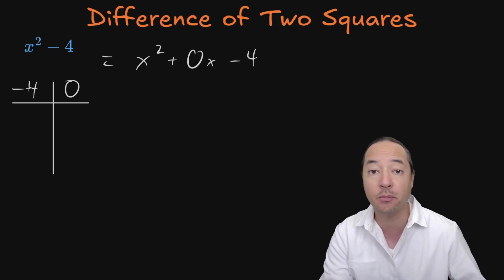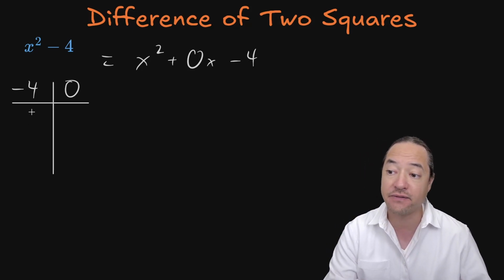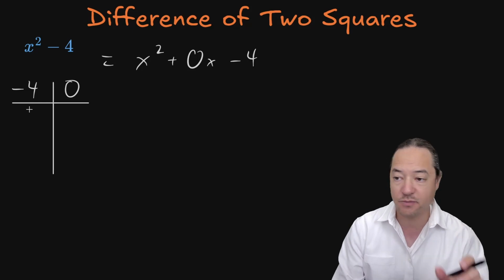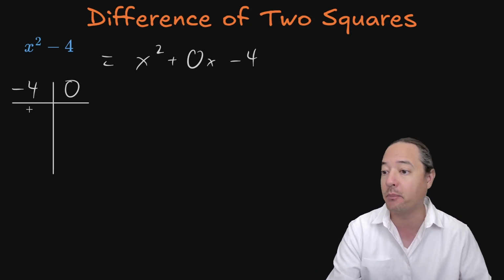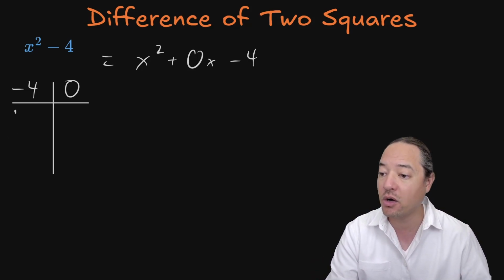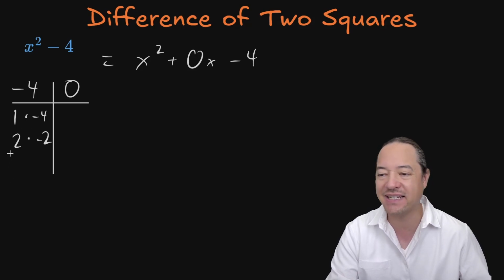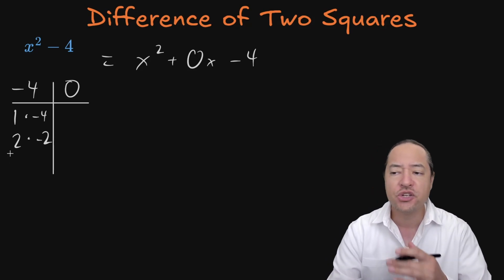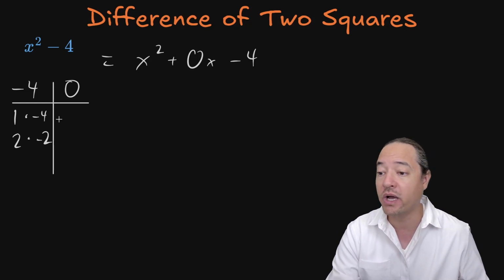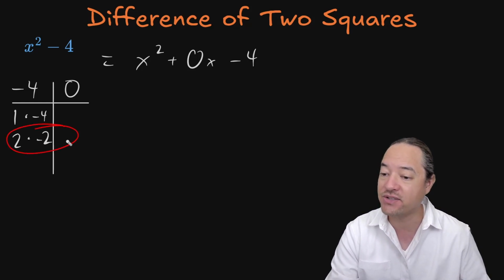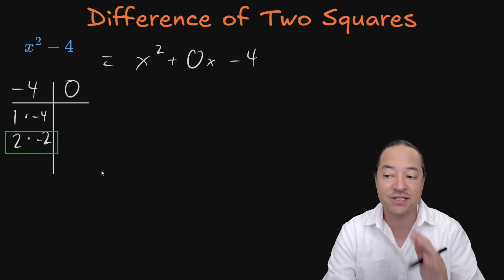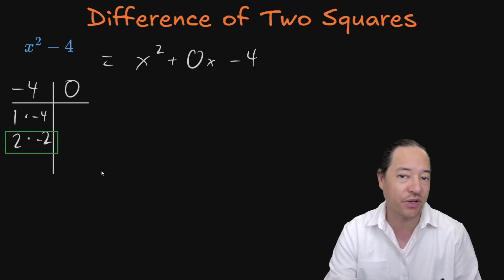Now this is a negative number, so for the factors of a negative number, one must be positive and one must be negative to multiply and give us a negative number. So this could be 1 times -4, or maybe 2 times -2. And then you could also have -2 times 2, which is the same thing, or -1 times 4. Do any of these add up to give us 0? Well, this one does, right? 2 plus -2 is going to give us 0. So these must be the two numbers we're looking for.